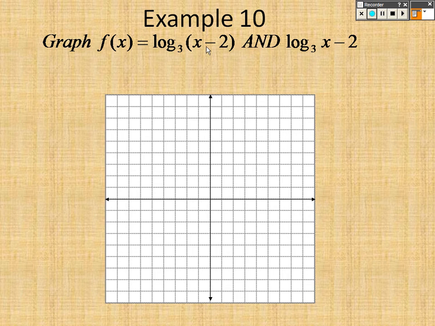Example 10. So, graph this and graph this. They look the same, but they're different. Here's how they're different. This first one is like saying do log of x minus 2 divided by log of 3. This is saying do log of x divided by log of 3 and then put a minus 2 at the end of it. Okay, that's what it's saying to do. So please keep that in mind.